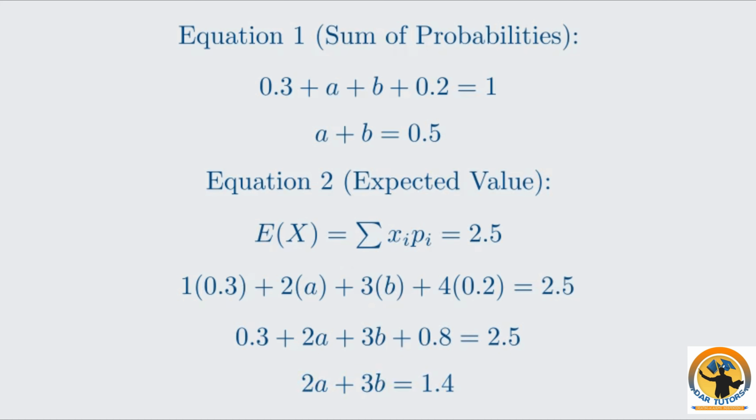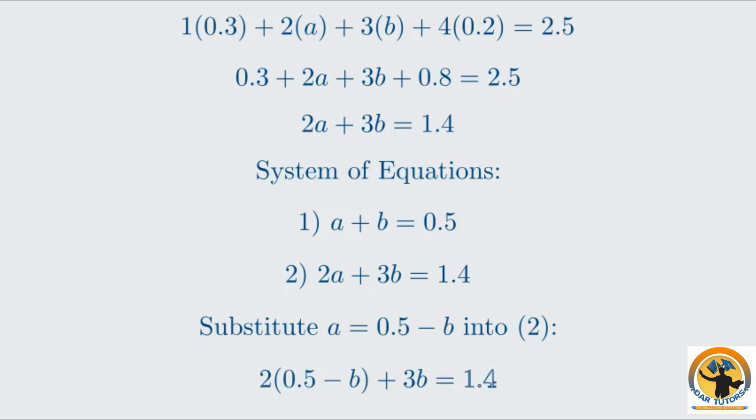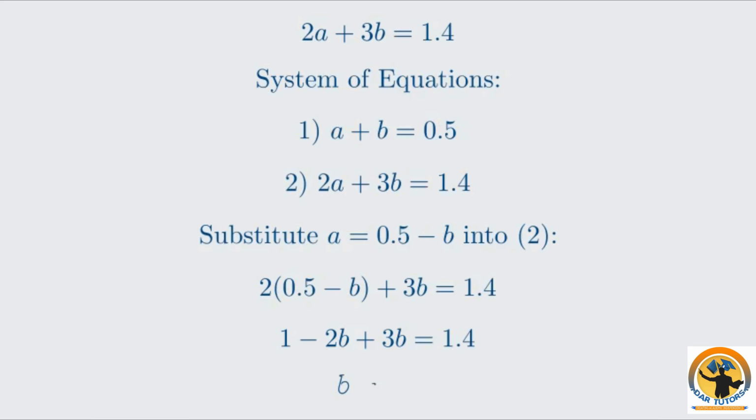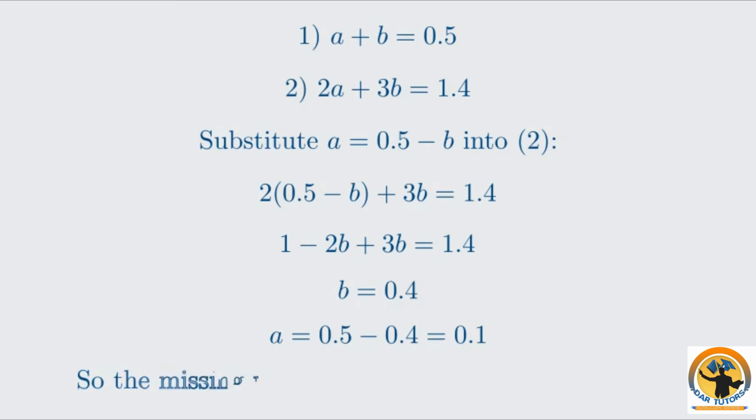Now we have a system of two linear equations with two variables. From the first equation, we can express A as 0.5 minus B. We substitute this into the second equation. After distributing and simplifying, we get that B equals 0.4. Substituting B back into the first equation, we find that A equals 0.1. So the missing probabilities are A equals 0.1 and B equals 0.4.